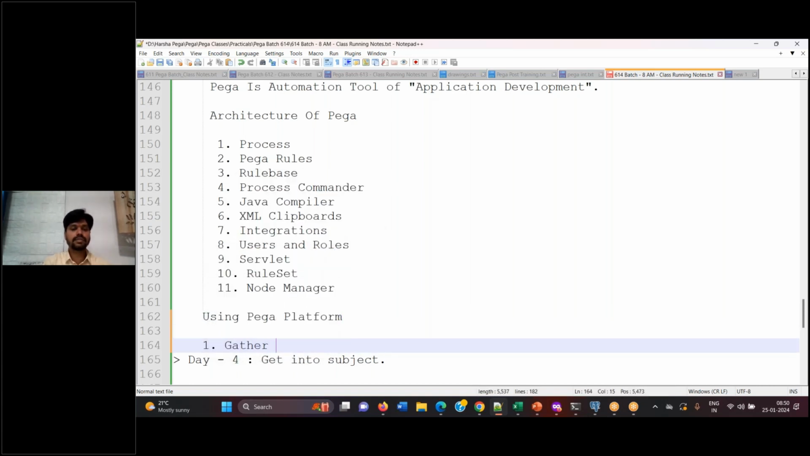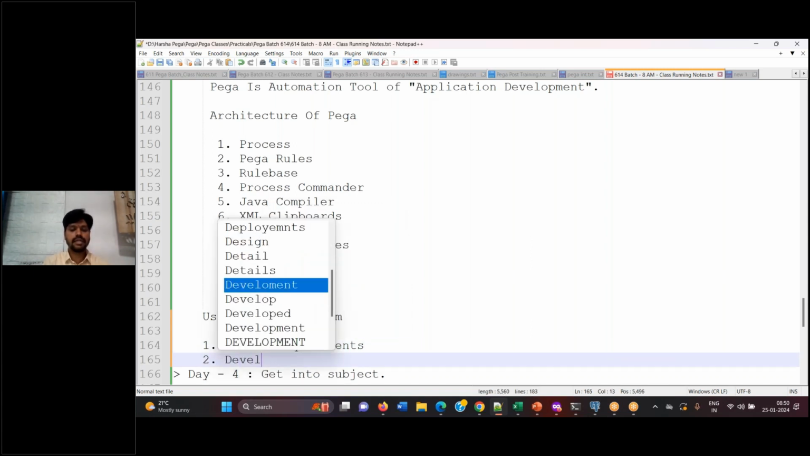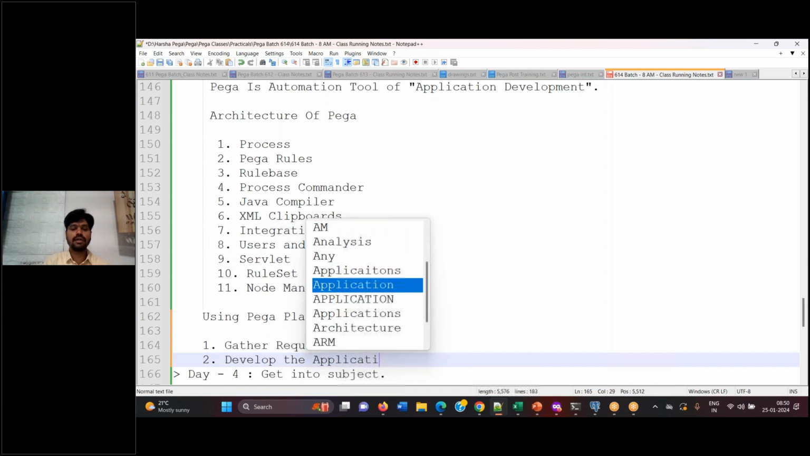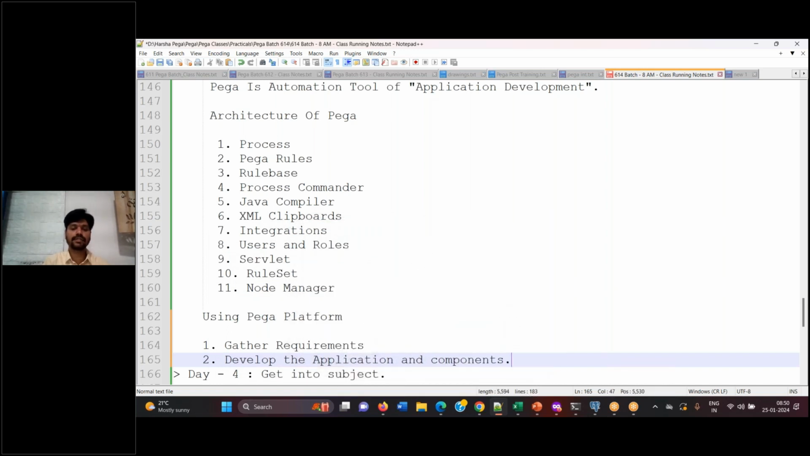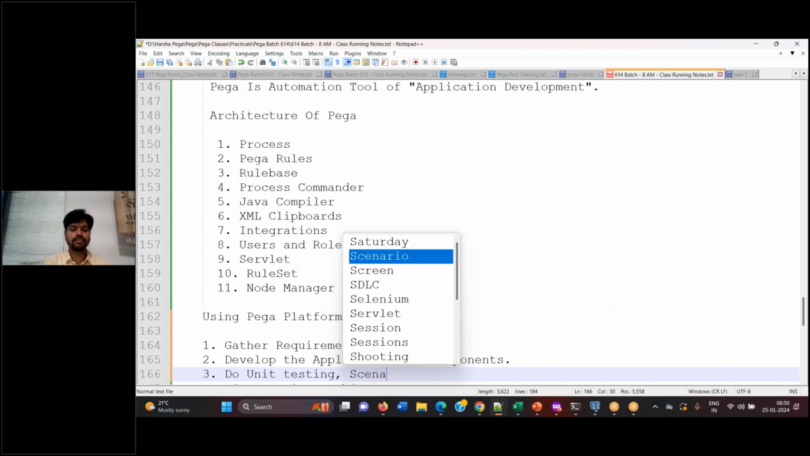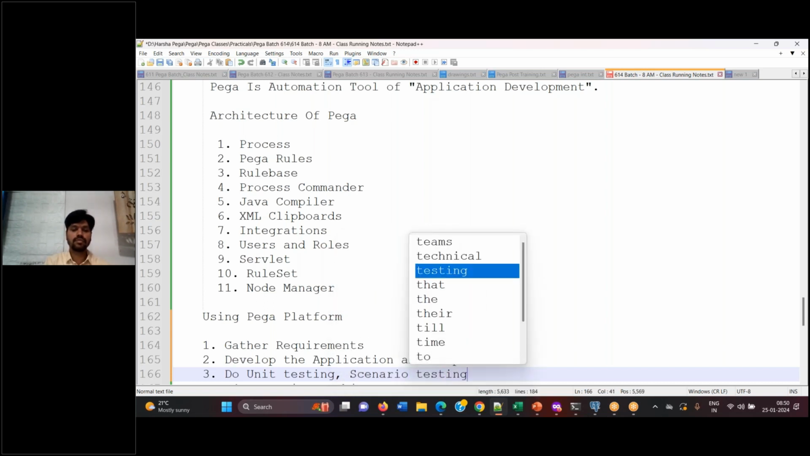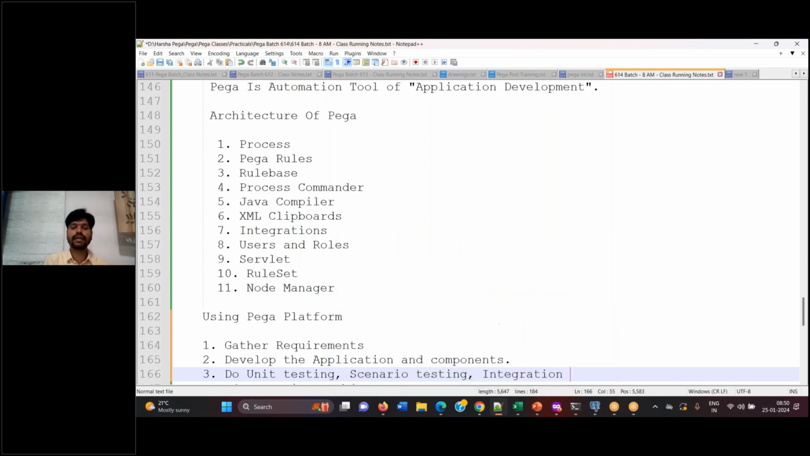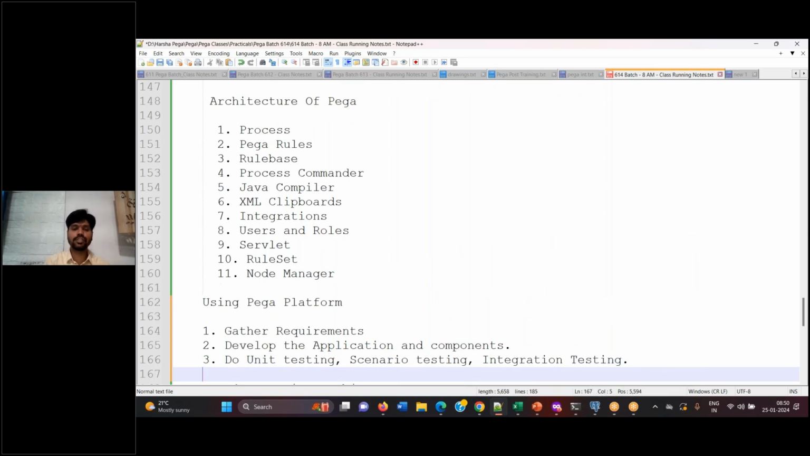Gather requirements. Second one, develop the application and components. Okay. Third one, do unit testing, scenario testing, integration testing. All this you can do on PEGA.